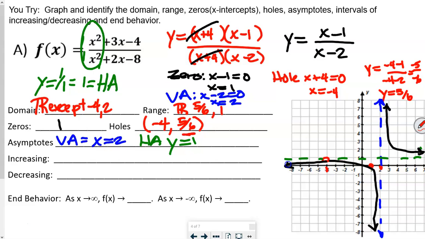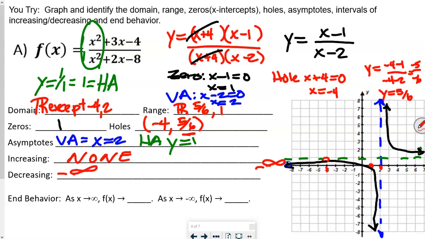Okay? Now we're talking about increasing and decreasing. If we're going from left to right, from negative infinity with our x values, what's happening to the graph? Do you notice it's falling? And even when we cross over x equals 2, it's still falling, right? So there is no increasing here, but the decreasing is going to go from where?